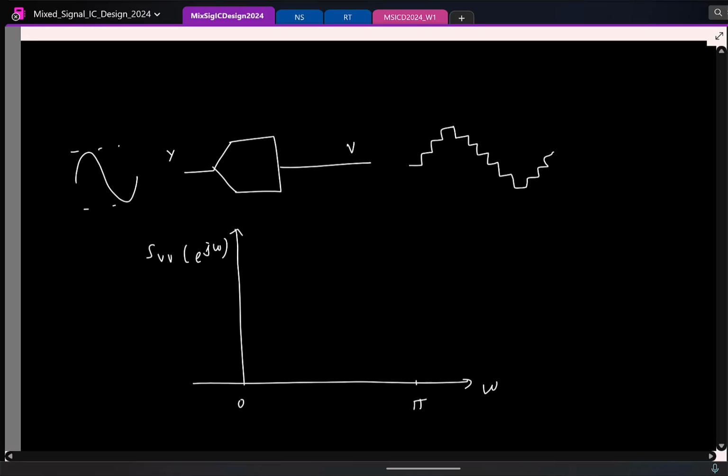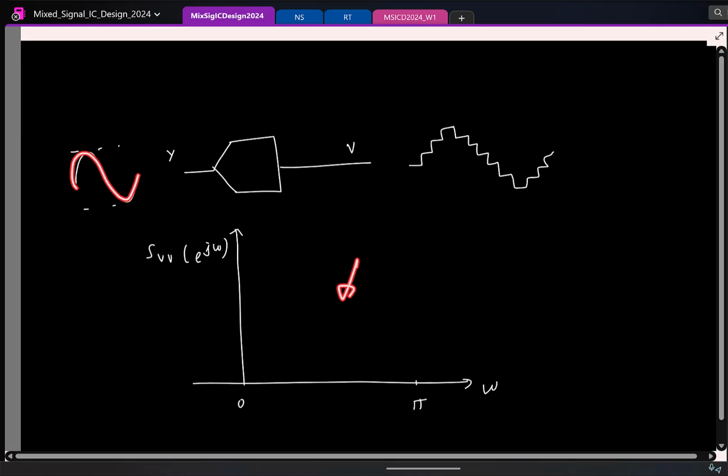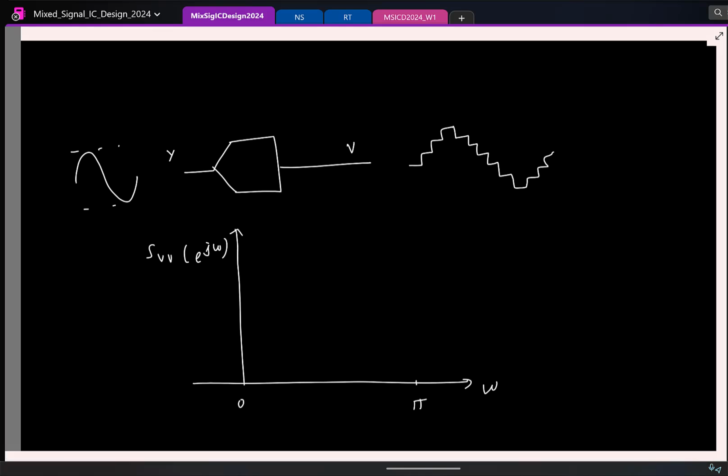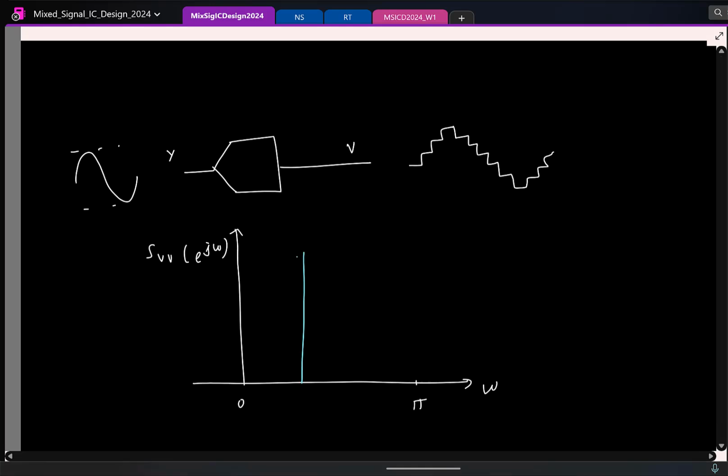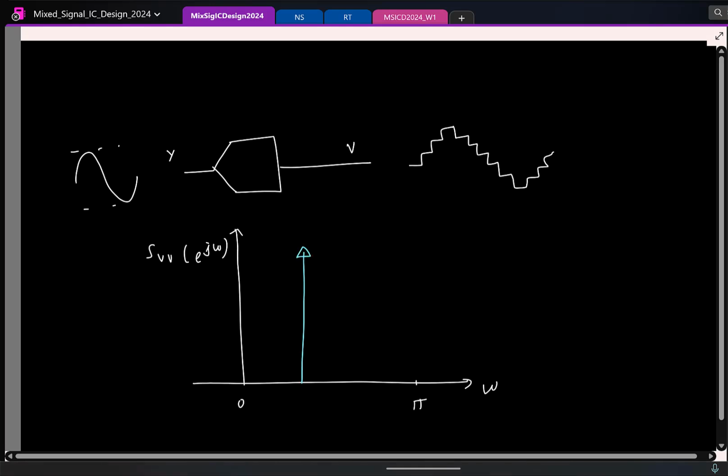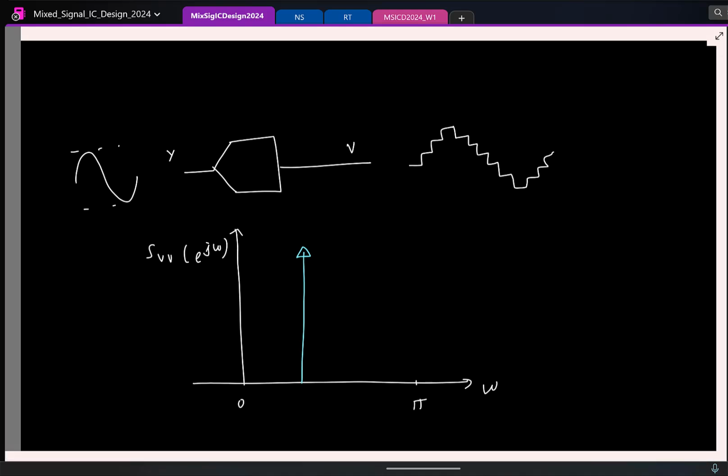How do you think the spectrum of the sinusoid will look like here? A sinusoid, if I look at its spectrum, it's an impulse. The sinusoid is just an impulse. Fine. So I expect to see an impulse here. Now I'll also have the quantization noise. So we need to find out what will be the spectrum of the quantization noise.